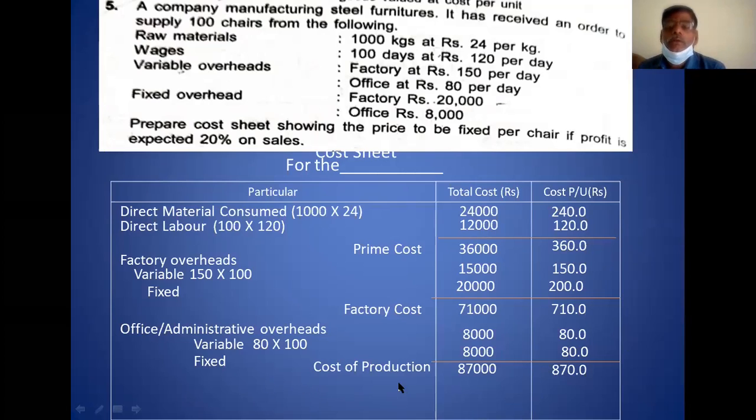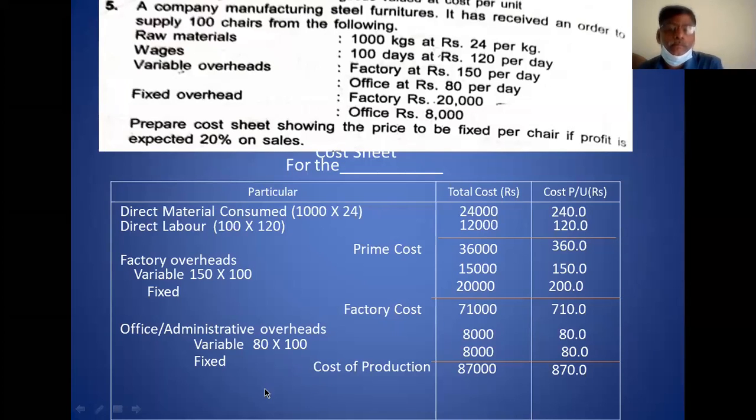You see here, cost of production is 87,000. Therefore, for every 100 rupees sale, 20 is the profit. If you deduct 20 rupees from the selling price, 80 is the cost. Therefore, you have to form a proportion. On the basis of proportion, you have to ascertain the profit.